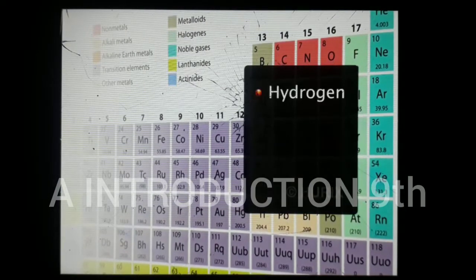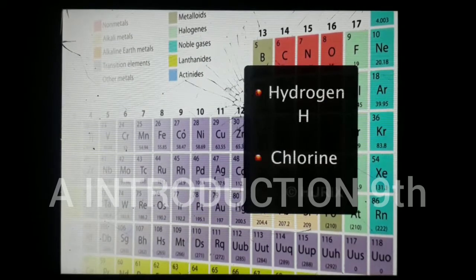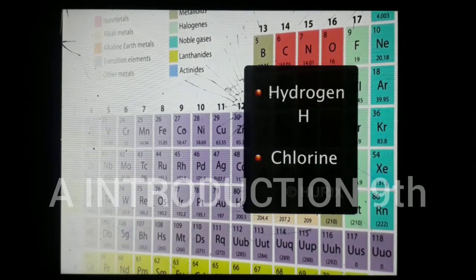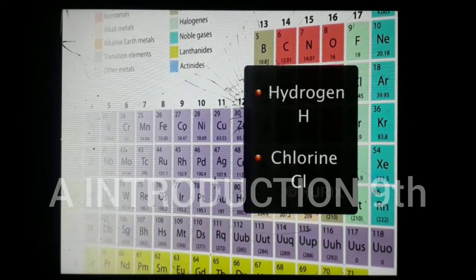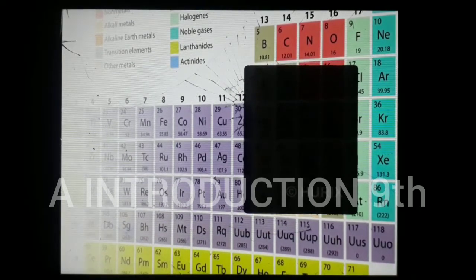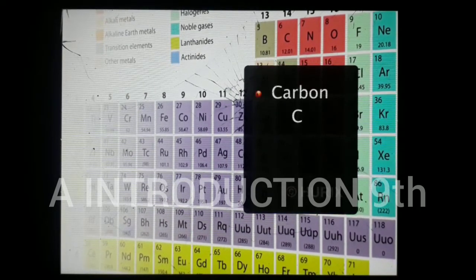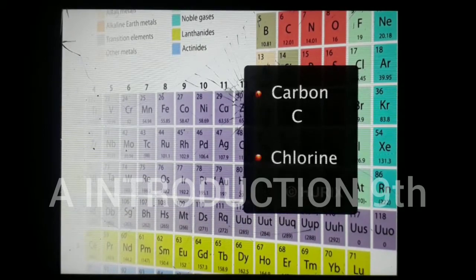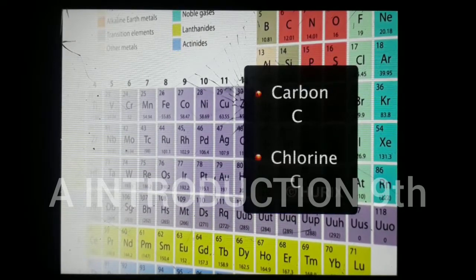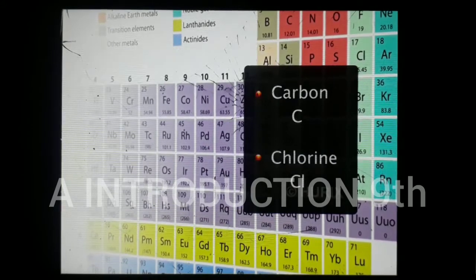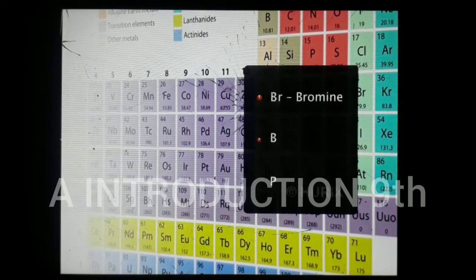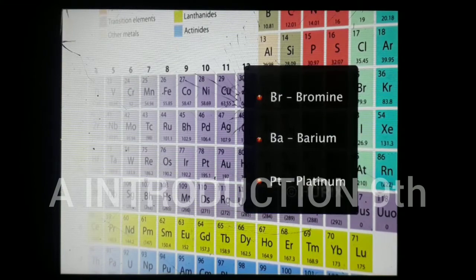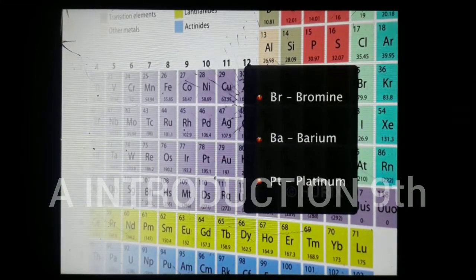Hydrogen is represented by H, whereas chlorine is not represented by C, but by two letters, Cl. Because C represents carbon. To avoid any confusion between carbon and chlorine, we have taken two letters, C and L, for chlorine. In case of two-lettered symbols, we keep the first letter alone in uppercase.